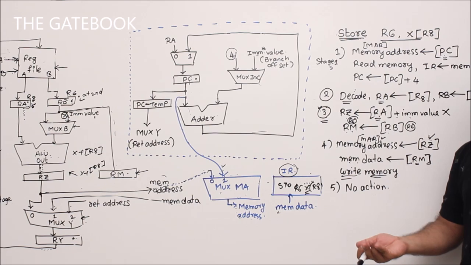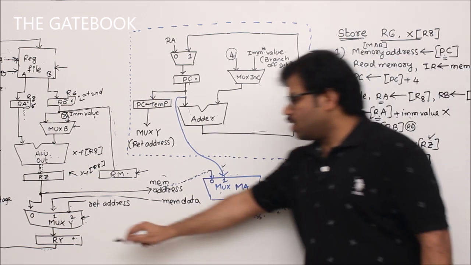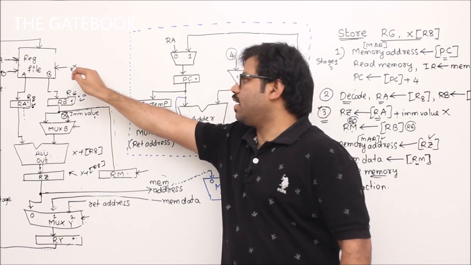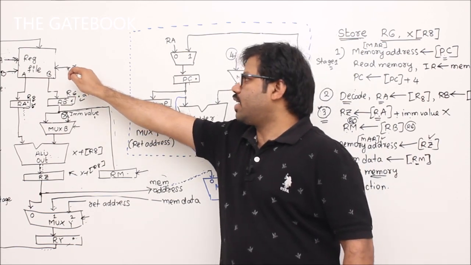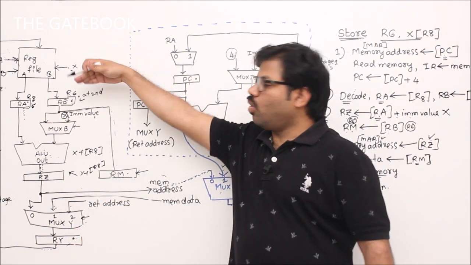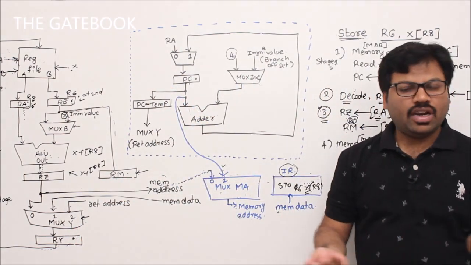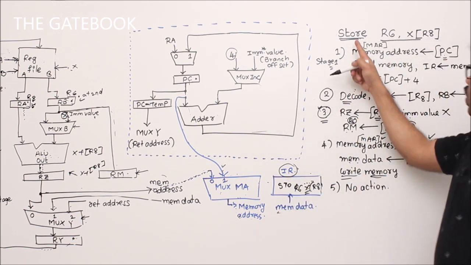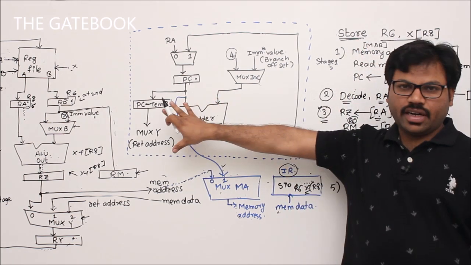In the fifth step, what do we have to do? Nothing. That means, sir, this data will go back, right? Yes, but we have not taken any selection line, right? Because this is not selected, in the next step nothing will happen. So data will not go back to the register file. In that way you can understand, right? So this is about executing the store instruction using this circuit, correct?